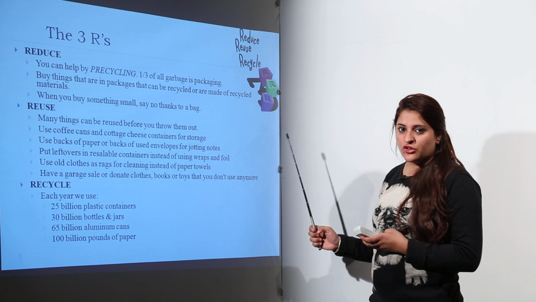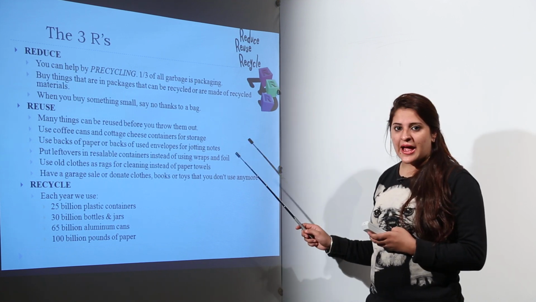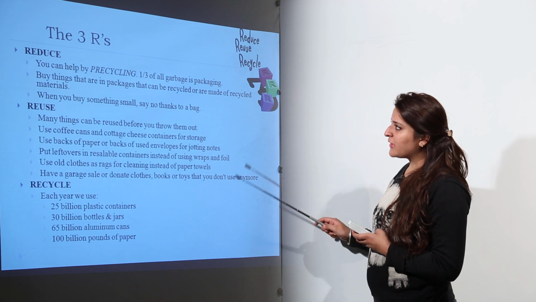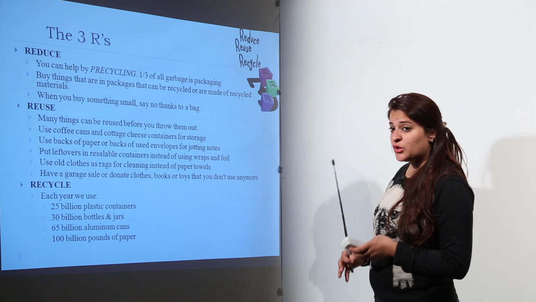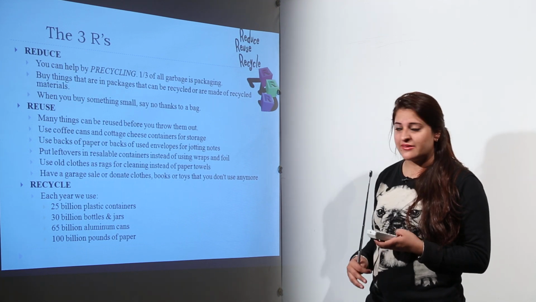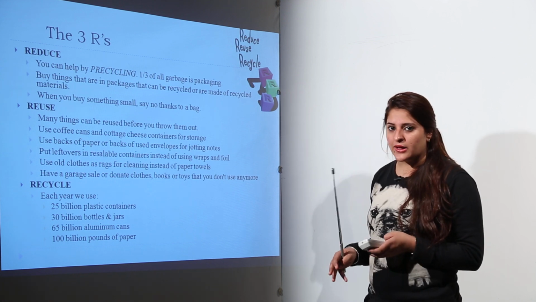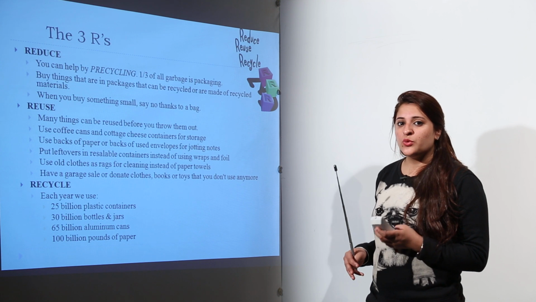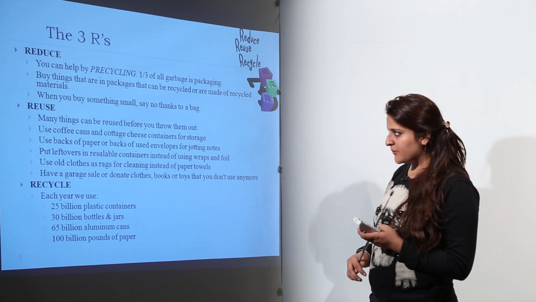Now, the 3 R's. What do we mean by the 3 R's? The 3 R's include reduce, reuse and recycle. So what are these methods? In reduce, you can help by pre-cycling. You can buy packages that can be recycled or are made of recycled materials. When you buy something small, say no thanks to a bag. So this is one way in which you can reduce the use of bags and reduce the use of plastics.